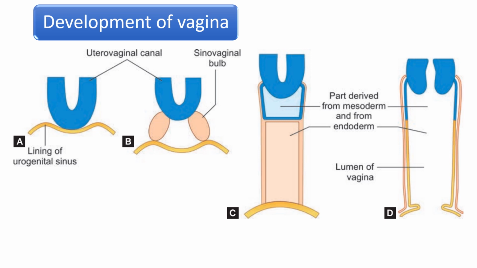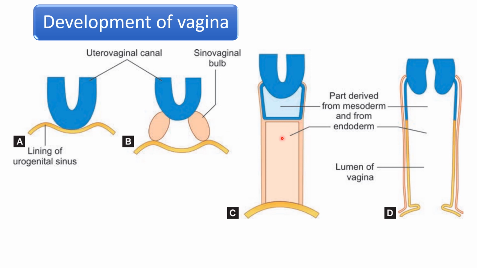Now we will be seeing the development of the vagina. This figure shows the lower end of the uterovaginal canal, which is formed by the fusion of the two paramesonephric ducts. This is the dorsal wall of the urogenital sinus, and you can see the point of junction between this uterovaginal canal and the urogenital sinus. Now the endodermal cells of the urogenital sinus will proliferate, and they form two swellings, and these swellings will be known as sinovaginal bulbs. They will fuse to form one mass as soon as it is formed.